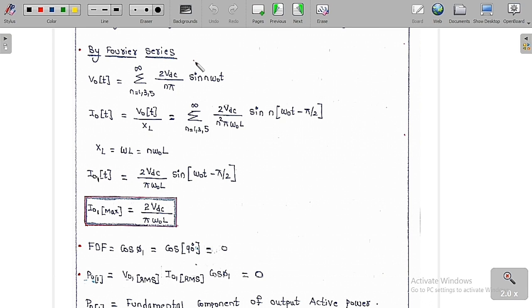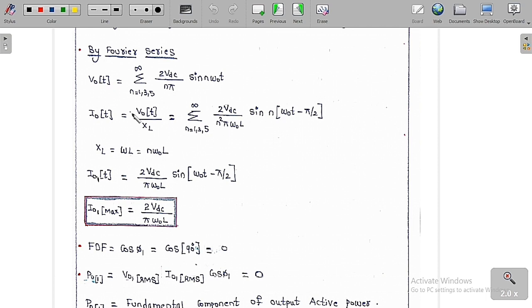So the output voltage is equal to the sum over n = 1, 3, 5 up to infinity of 4 into the peak value, which is VDC by 2, by n pi, into sine of n omega naught t. So finally we are going to get the sum over n = 1, 3, 5 up to infinity of 2 VDC by n pi into sine of n omega naught t, where omega naught is equal to 2 pi by capital T.